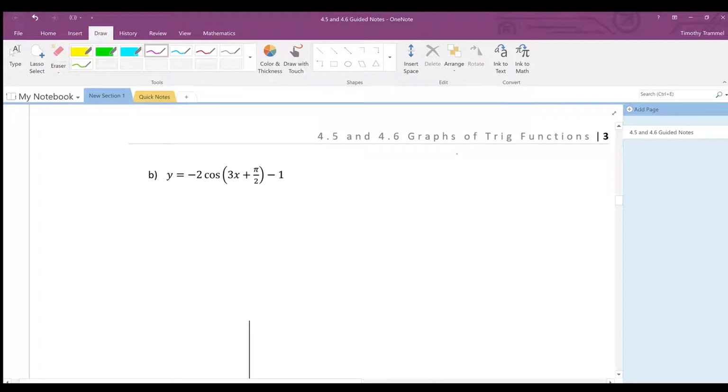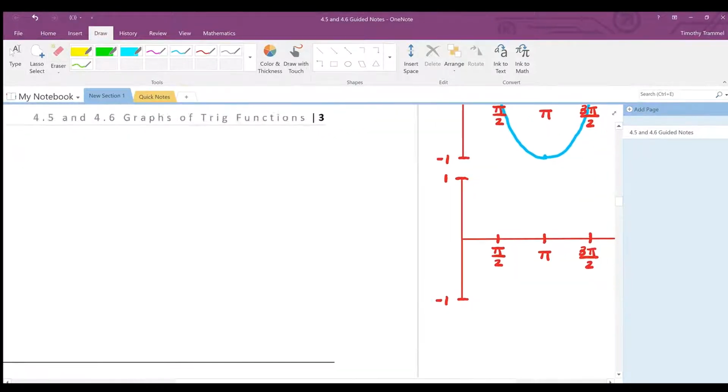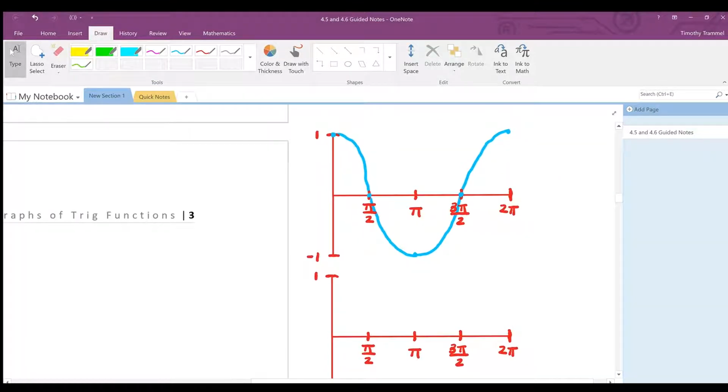On to part B, and we are trying to graph a transformation of the cosine function. Let's talk about this negative first. Let's think about what this will do to the cosine function. We're going to scoot over here a little bit. So up above, this is y equals cosine of x, and it's just one period of cosine of x.